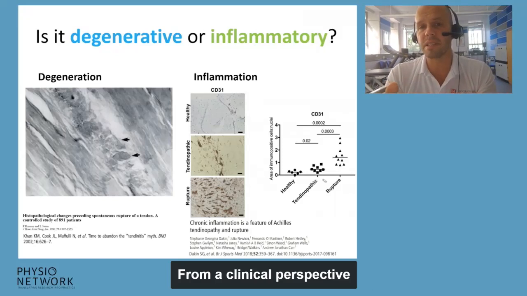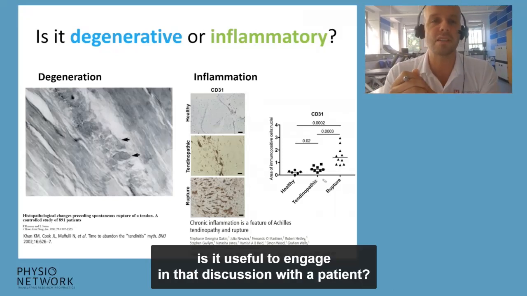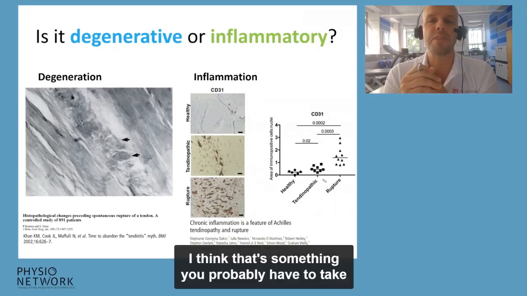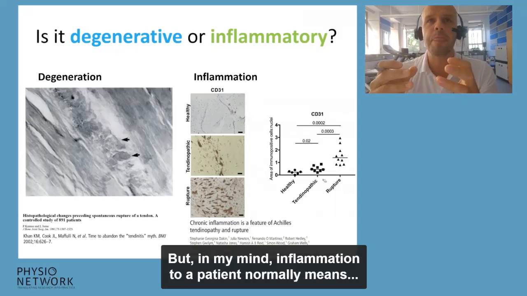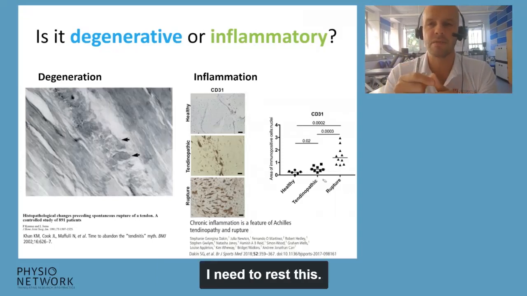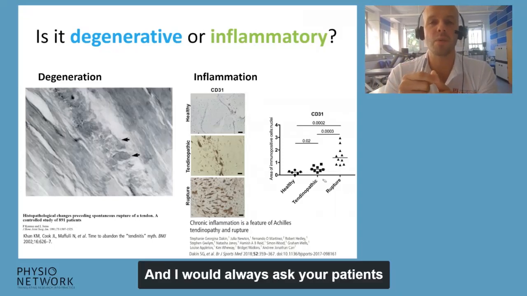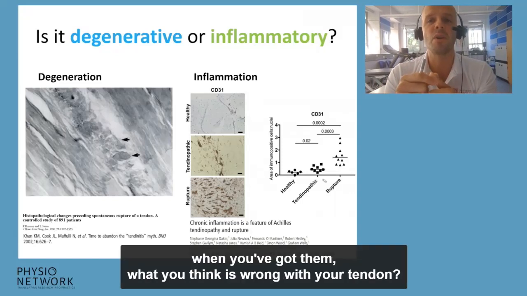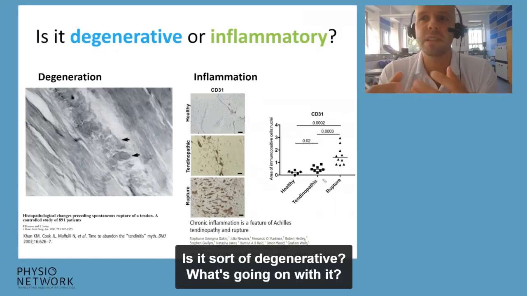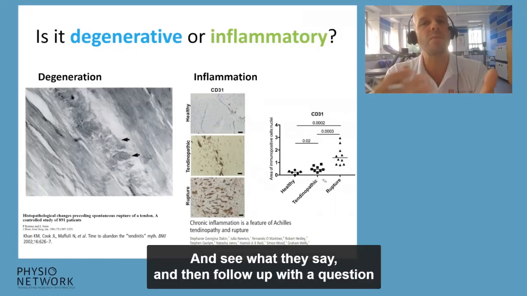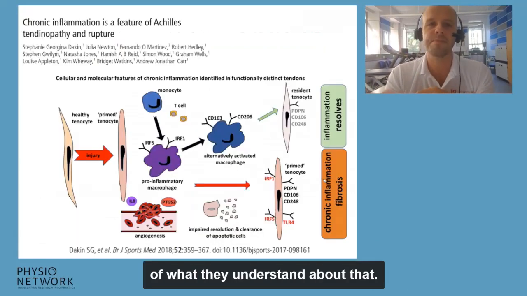From a clinical perspective, is it useful to engage in that discussion with the patient? I think that's something you probably have to take on a patient-by-patient basis, but in my mind, inflammation to a patient normally means I need to rest this. And I would always ask your patients when you've got them, what do you think's wrong with your tendon? Is it an inflammatory condition? Is it sort of degenerative? What's going on with it? And see what they say, and then follow up with a question of what they understand about that.